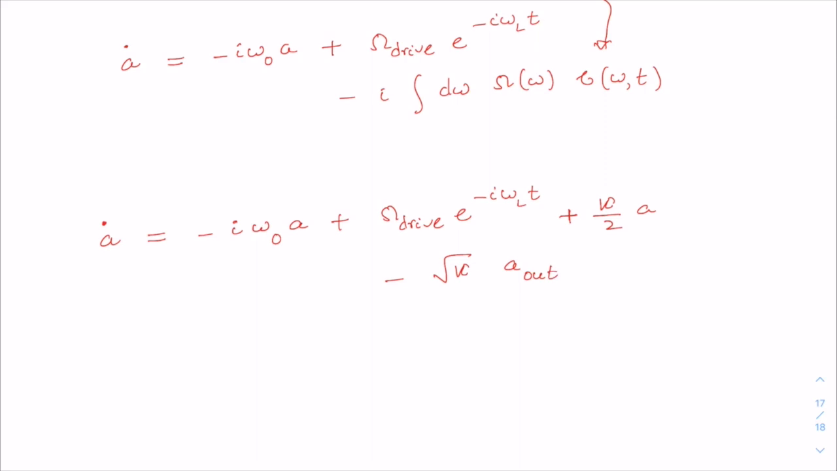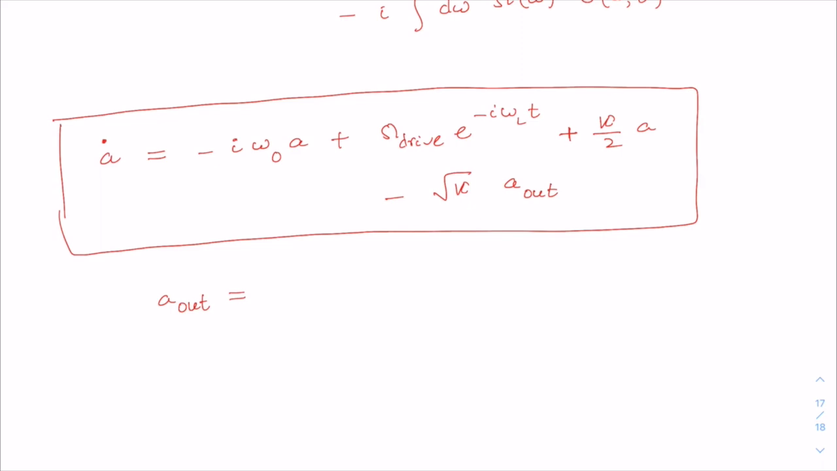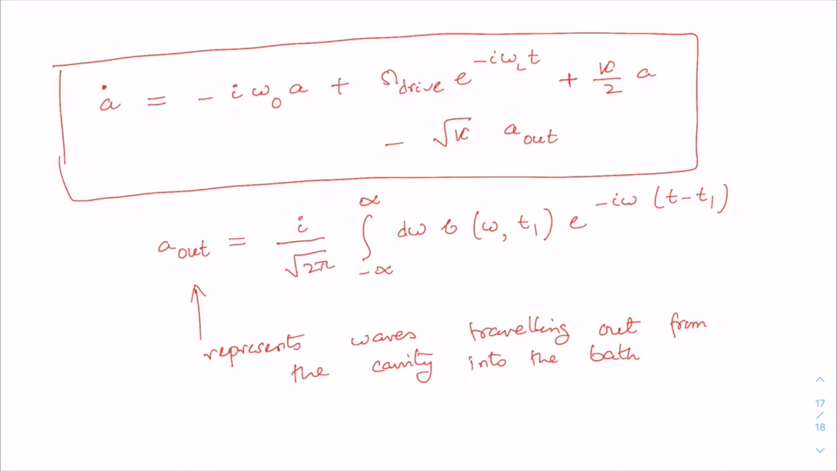Here I will define a new variable A out. Earlier we had A in, so here I am defining a variable A out, which is defined as A out is equal to, this is also Langevin noise, i by square root of 2 pi integration minus infinity to plus infinity d omega b of omega t1 e to the power minus i omega (t minus t1). This represents waves traveling out from the cavity into the bath. And intuitively you can see that this makes sense, because now we are going in the final time to some instant of time t.